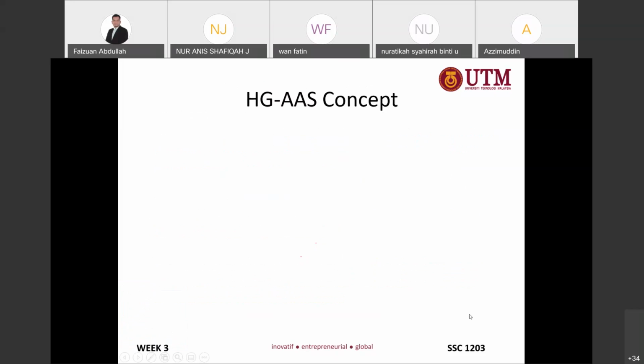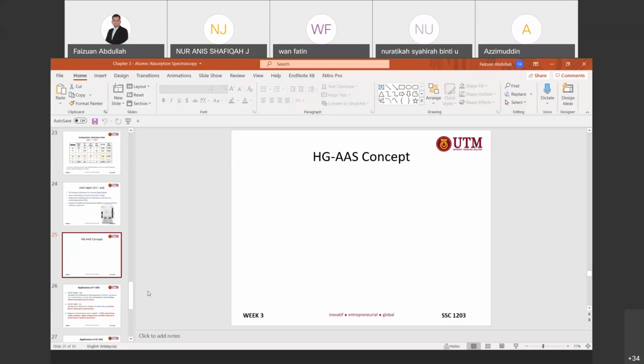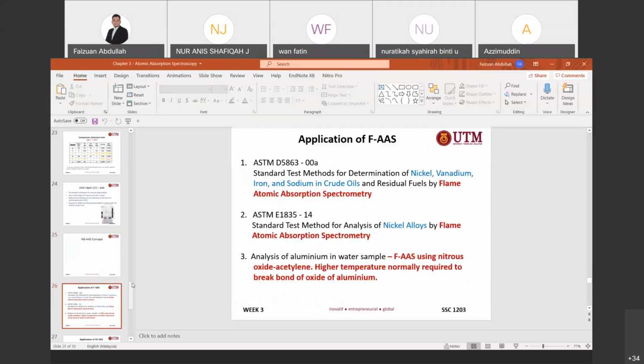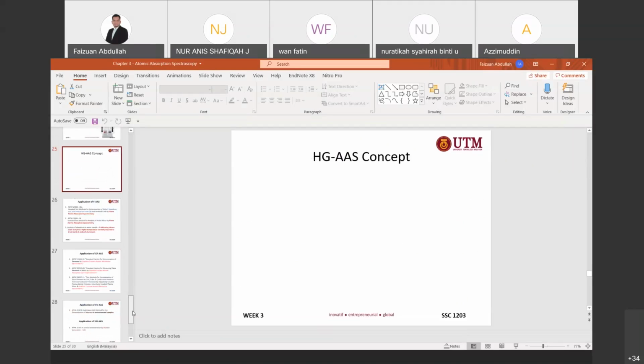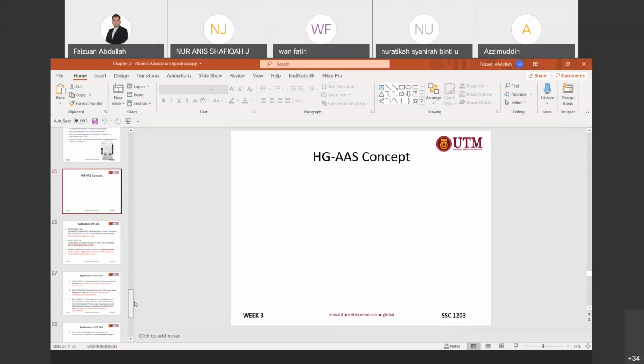What happened to the slide? Some missing diagram in the slide.